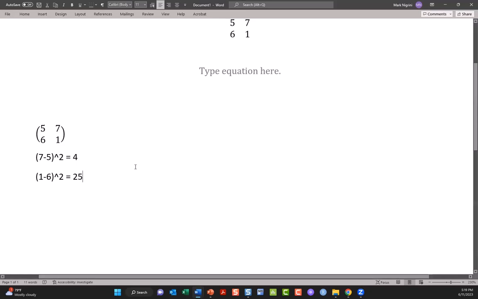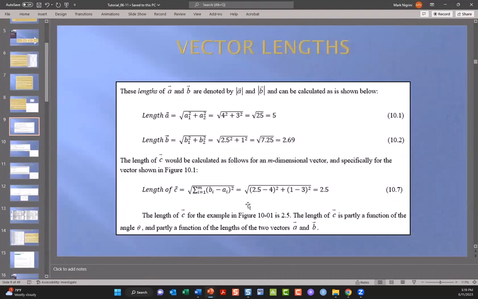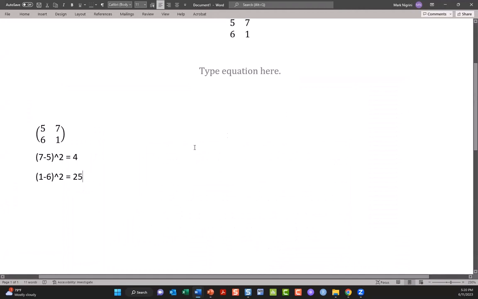Now we go back here quickly and take another peek. So we've done this, and we've done this. We got 4 over here, and we got 25 over there. We need to take the square root. Equal the square root of 4 plus 25. And I don't expect you to know that in your head, but the answer there is 5.39.